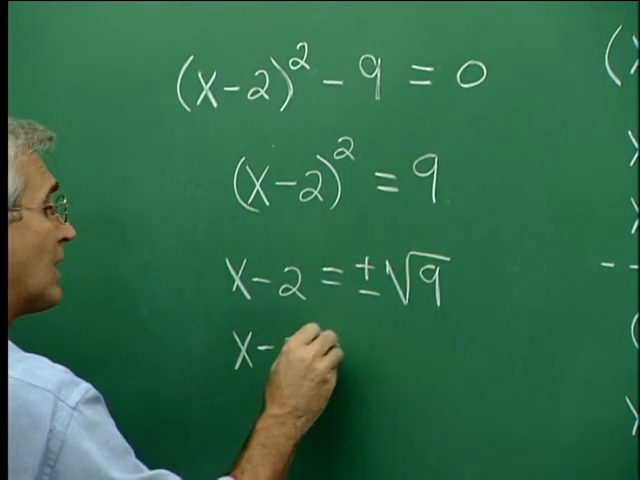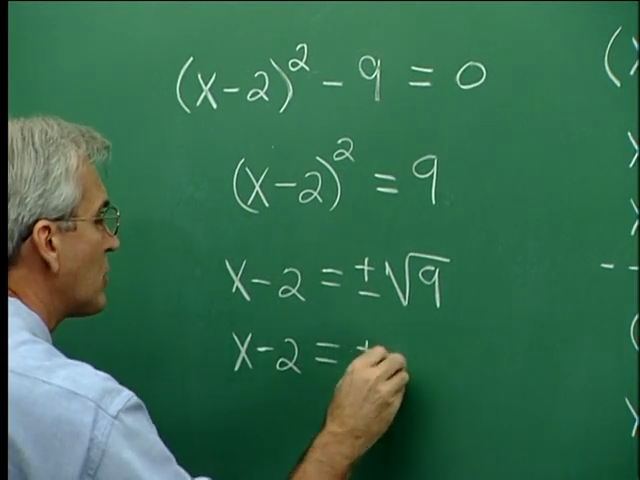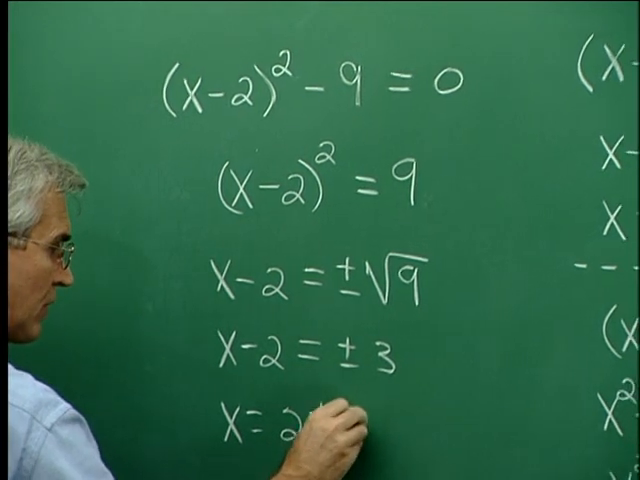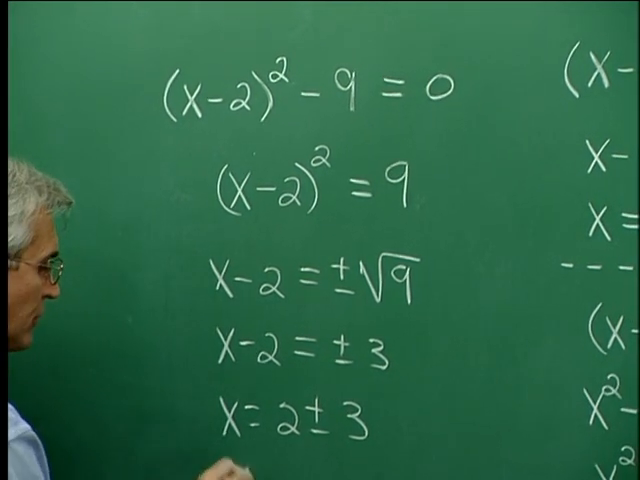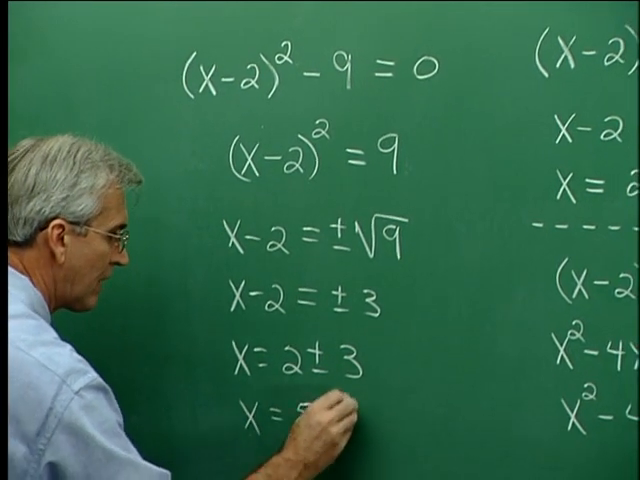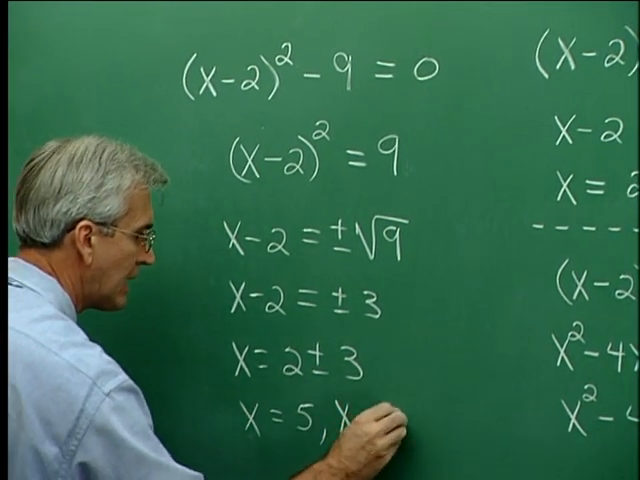We know that plus or minus the square root of 9 means plus or minus 3. So x then is 2 plus or minus 3. And now we can identify our two distinct solutions. 2 plus 3 would be 5. And the other solution, 2 minus 3, would be -1.